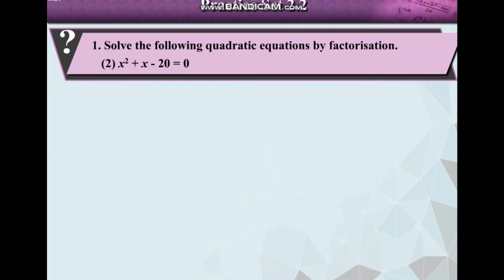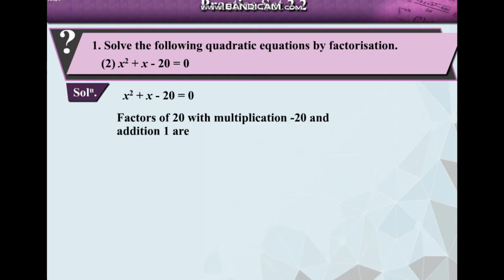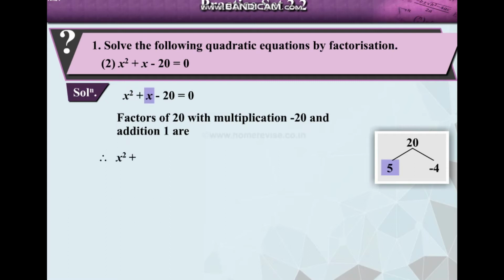2. x squared plus x minus 20 is equal to 0. Solution: x squared plus x minus 20 is equal to 0. Factors of 20 with multiplication minus 20 and addition 1 are 5 and minus 4. Therefore, x squared plus 5x minus 4x minus 20 is equal to 0.